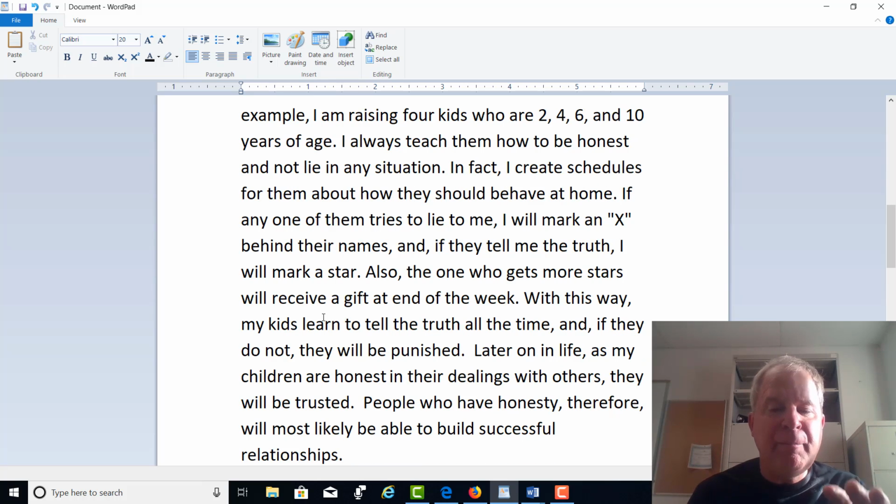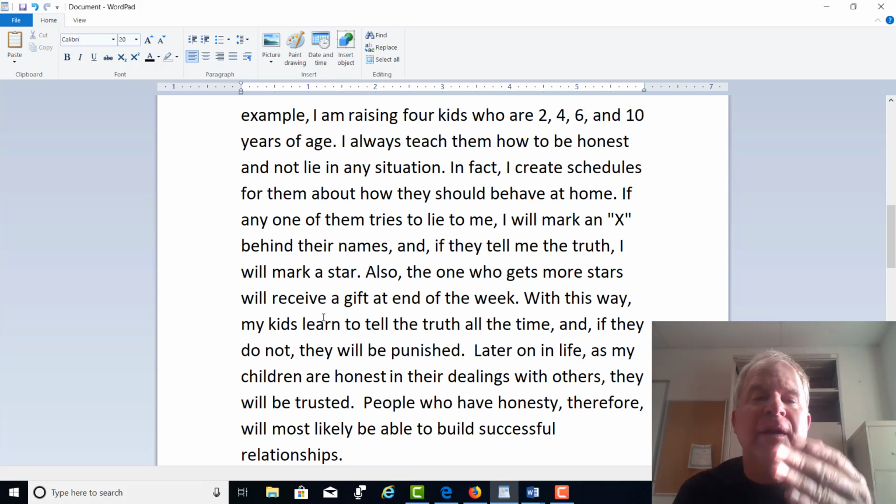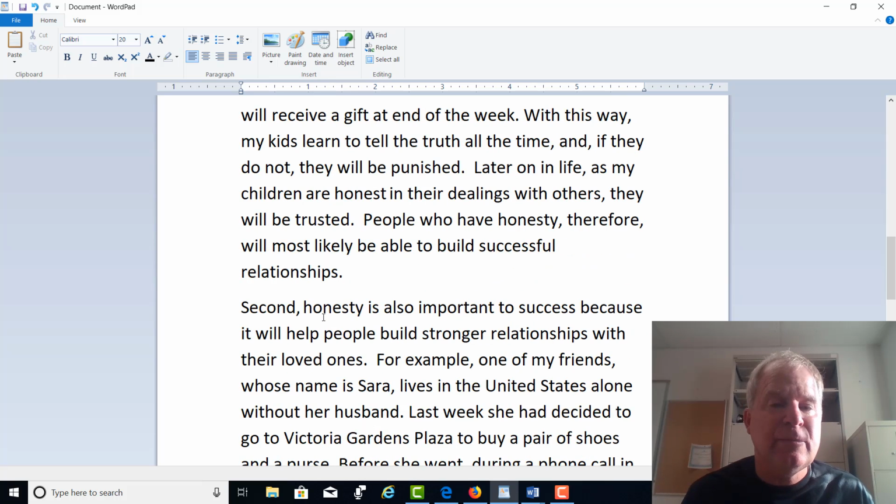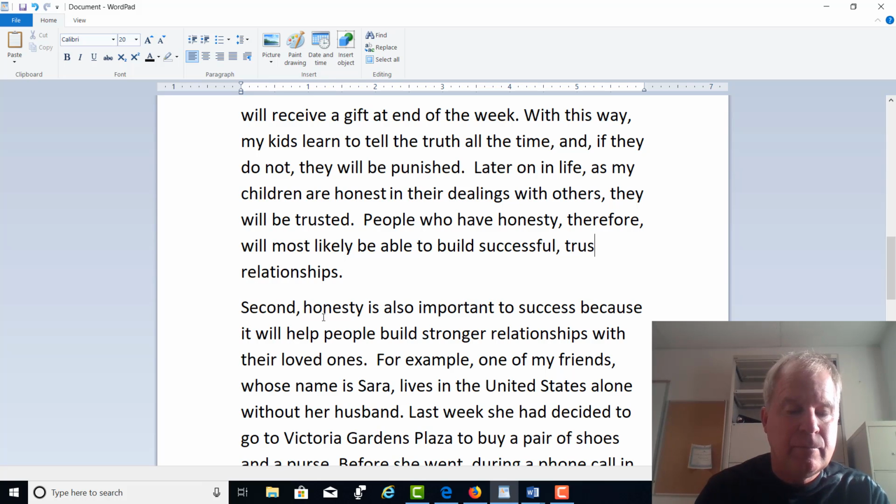Later on in life, and I put this in here to help connect it back to the purpose of the task. As my children are honest in their dealings with others, they will be trusted. And people who have honesty, therefore, will most likely be able to build successful relationships. Maybe here, what if we put successful, trustworthy?